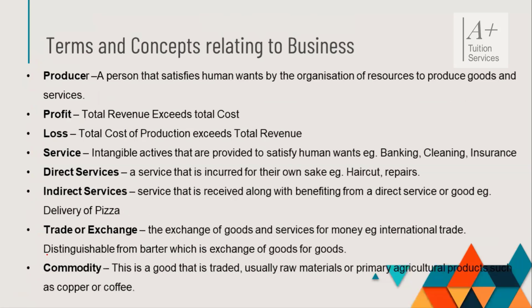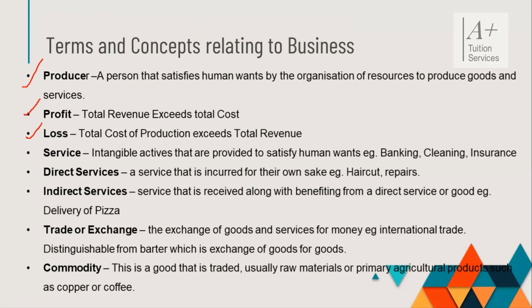We move on now to talk about a producer. A producer is a person that satisfies human wants by the organization of resources to produce goods and services. Profit is the total revenue that we receive, and it usually exceeds the total cost. Loss now is the opposite of profit and is when the total cost of production exceeds total revenue.